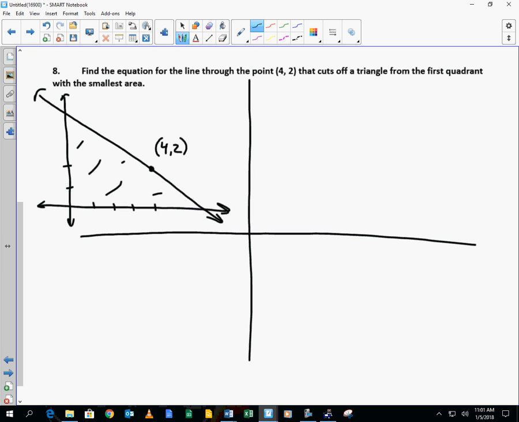Well, to find an equation for a line, okay, we need slope, and we need a point on the line, right? Do we know either of those? Point on the line is 4, 2. Do we know the slope? We have no idea. We're going to have to figure that out. What's driving the problem is the smallest area, right? So that's the equation I'm going to write down. Okay. Smallest area. What is the area of a triangle?